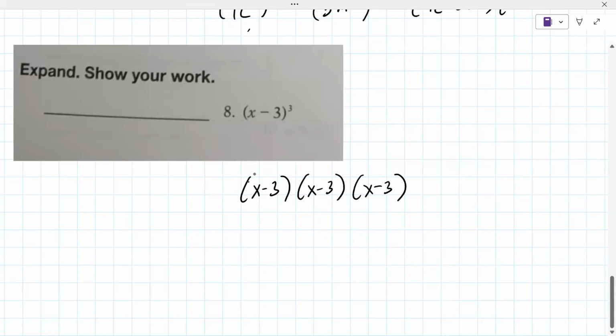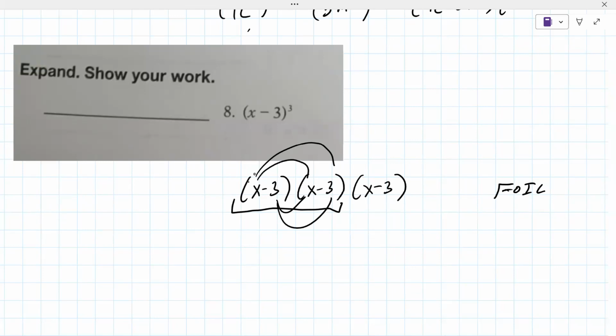This is what x minus 3 cubed is. It's x minus 3 times x minus 3 times x minus 3. I want you to FOIL the first two. Do you remember FOIL? That's the rainbow method. It'd be first, outer, and then inner, and then last.